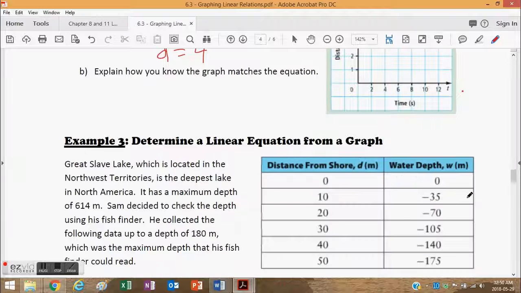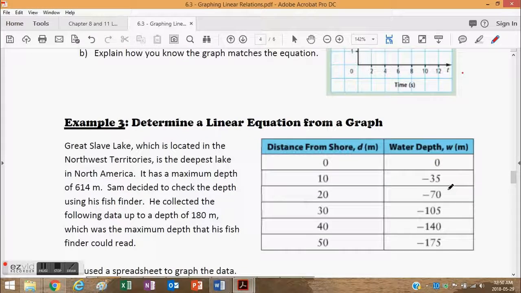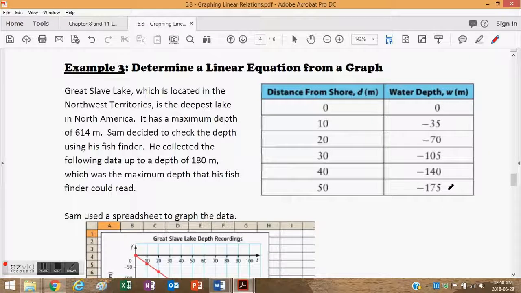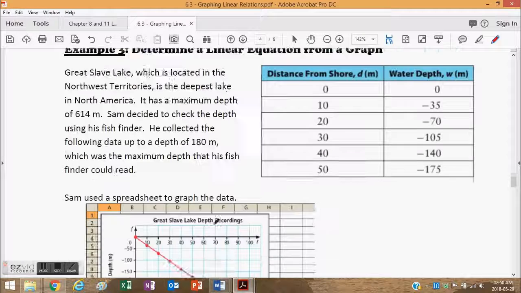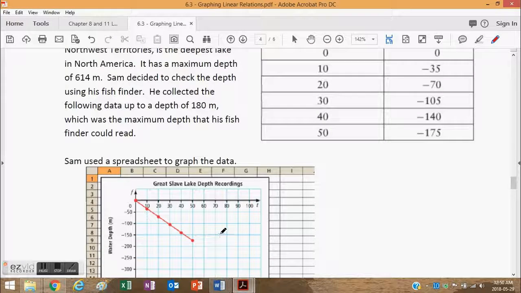Alright, this takes us to the toughest part of this section. We've got determining a linear equation from a graph. Now in this case, we have a nice table of values. If they don't give us a table of values, make a table of values. Read your graph, make a table of values. Okay, now there's a lovely graph.